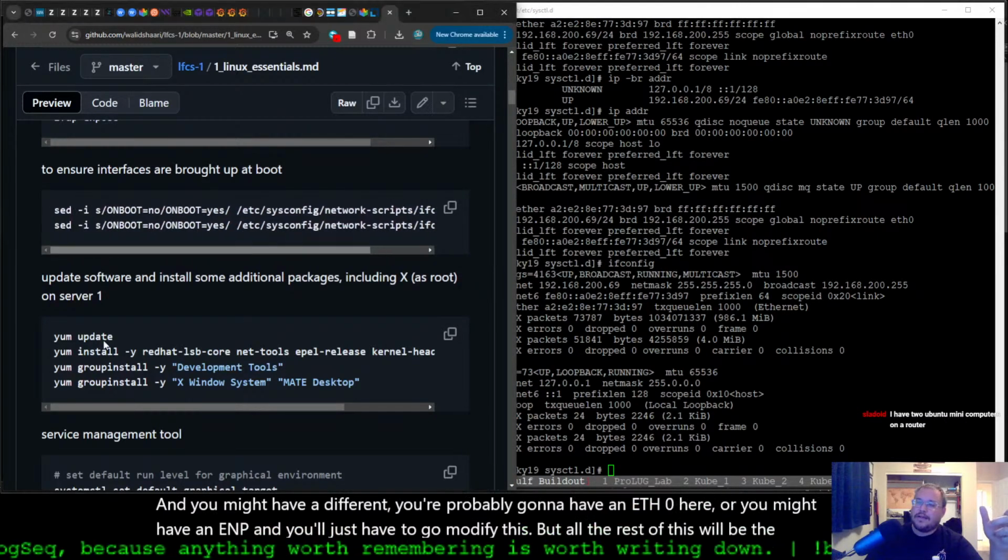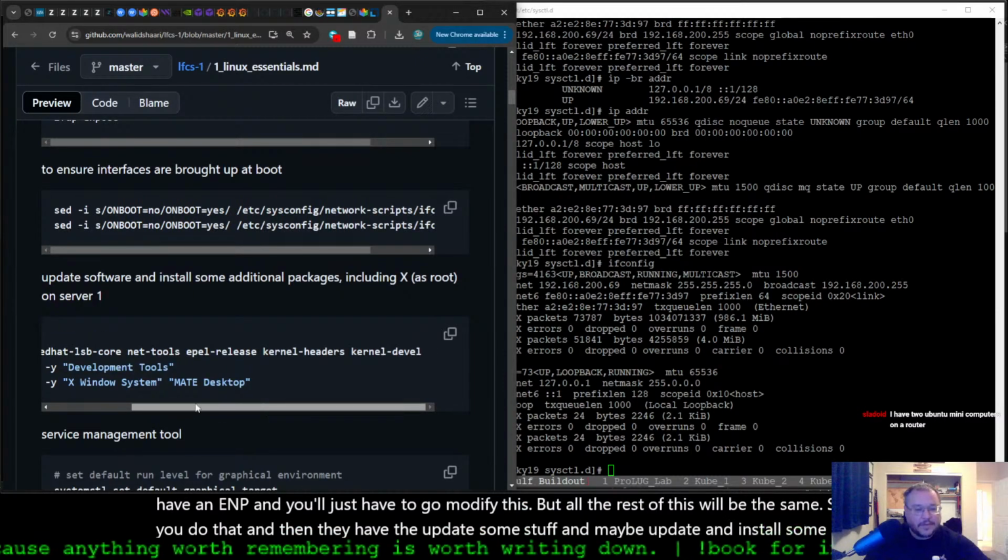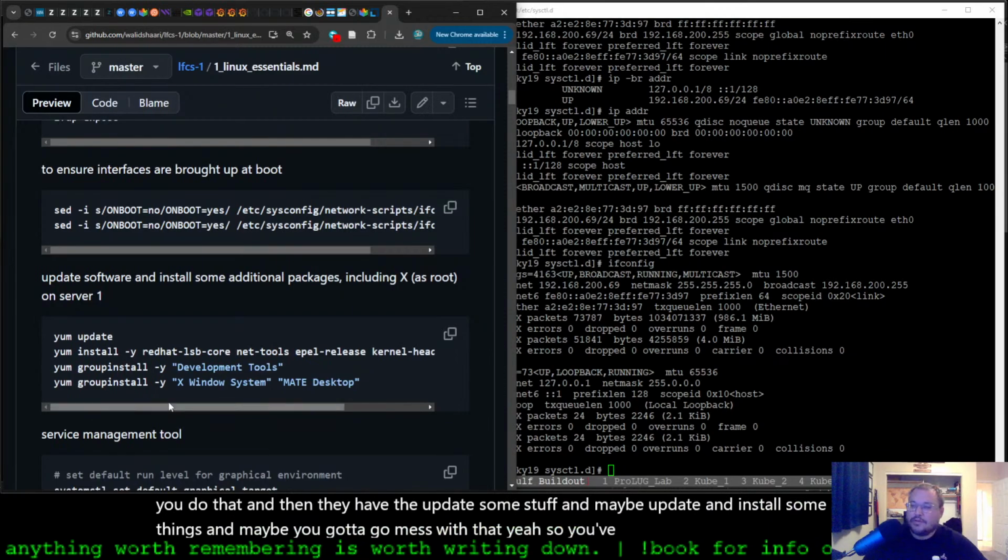So you do that, and then they have you update some stuff, and maybe install some things, and maybe you've got to go mess with that. Yeah, so you've got 2 mini Ubuntu computers. That's fair enough.